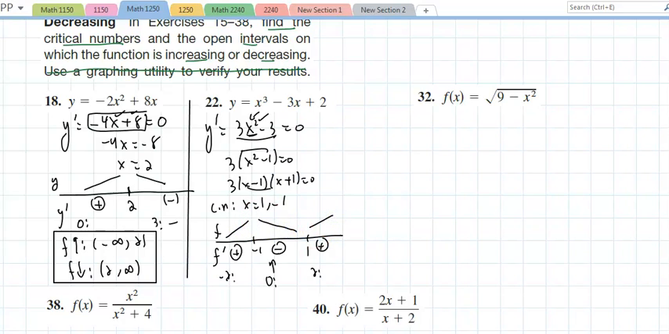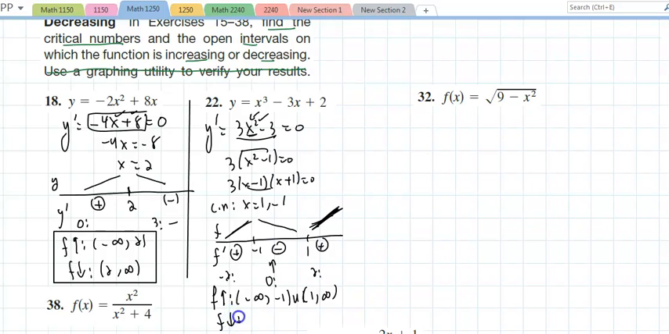And now I can conclude what? I can conclude that f is increasing from negative infinity to negative 1, union with 1 to infinity, and f is decreasing only right there from negative 1 to positive 1. And this is very important.